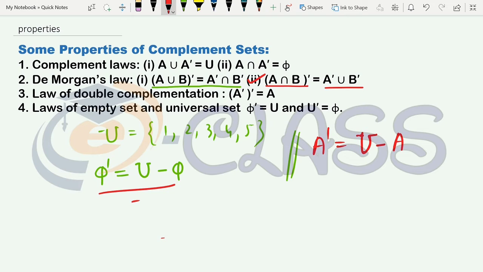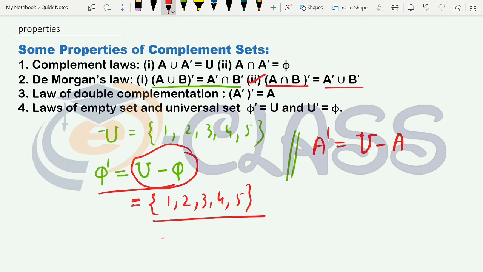So universal set equals 1 2 3 4 5, and phi does not contain any element. So universal set minus phi, we get 1 2 3 4 5, and 1 2 3 4 5 is already equal to the universal set. So we can say that phi dash equals U.